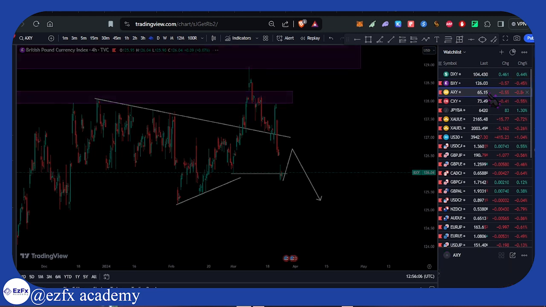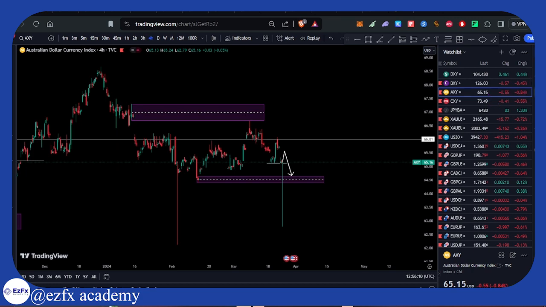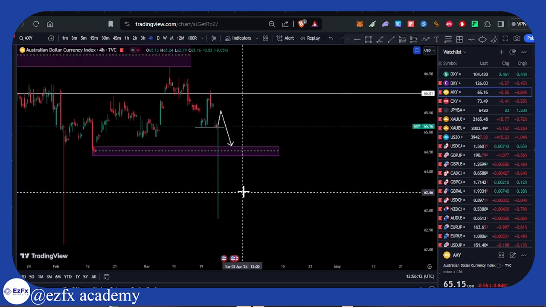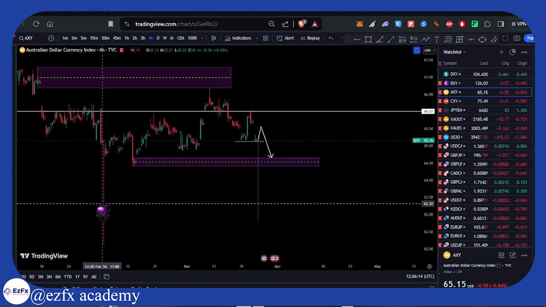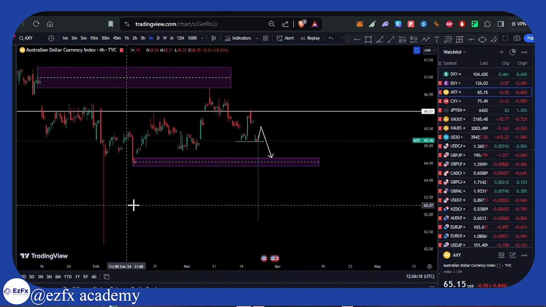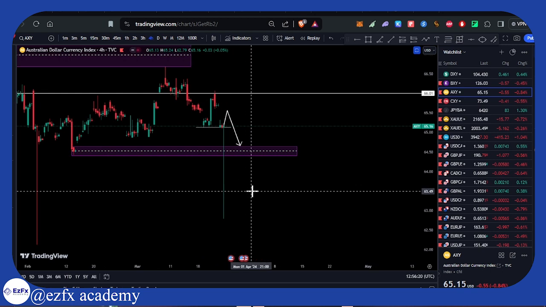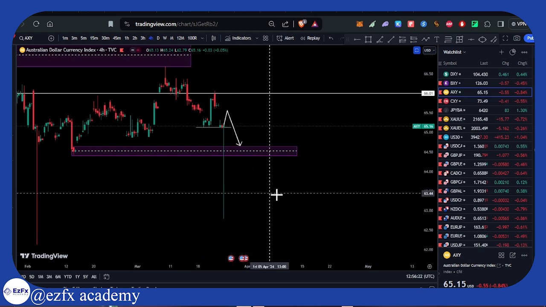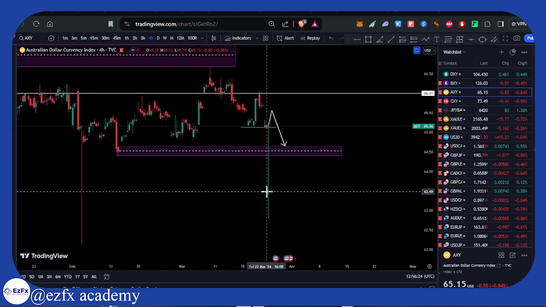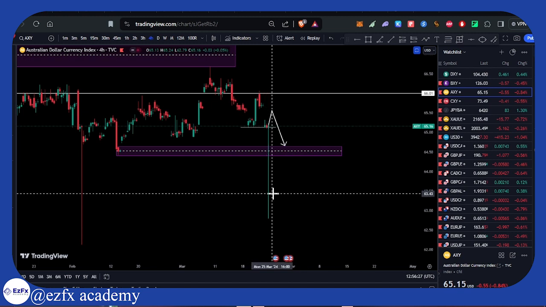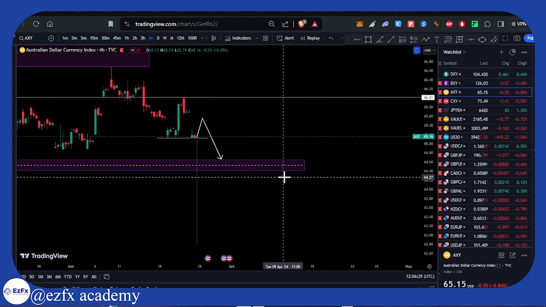Next up, we'll be looking at AXY, which is the Australian dollar currency index. Similarly to what we saw, this was around February, the 2nd of February, where we saw this amazingly long wick candle. As you can see, we've gotten to see something similar happen. So currently for this week, I'll be expecting AXY to gain some strength.